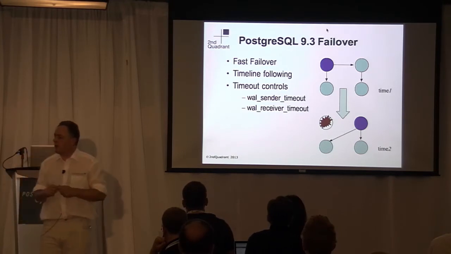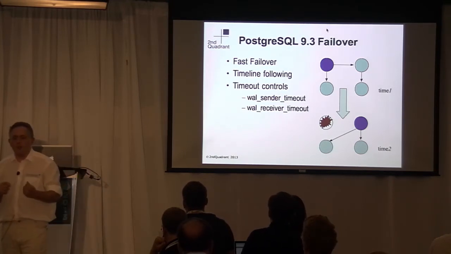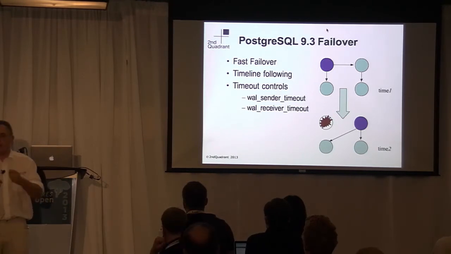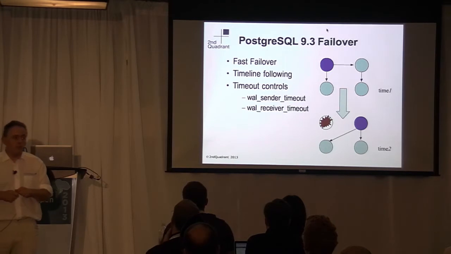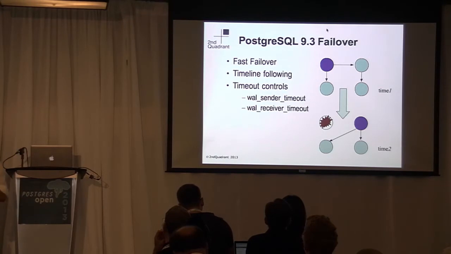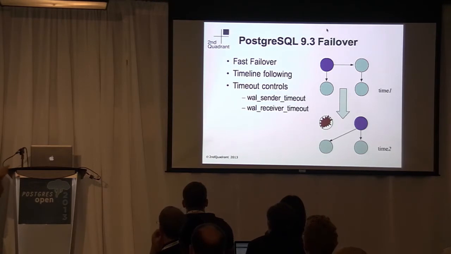Now that failover process in 9.2 and below meant that we had to run something called a shutdown checkpoint at the moment of failover. Now on a very big, very busy database, that could actually take minutes to perform. Now in 9.3, for the first time, what we have introduced is something which we're calling fast failover. What happens there is we're actually skipping the checkpoint. So at the moment of failover, that now can happen basically in less than a second. So it will come up almost immediately.